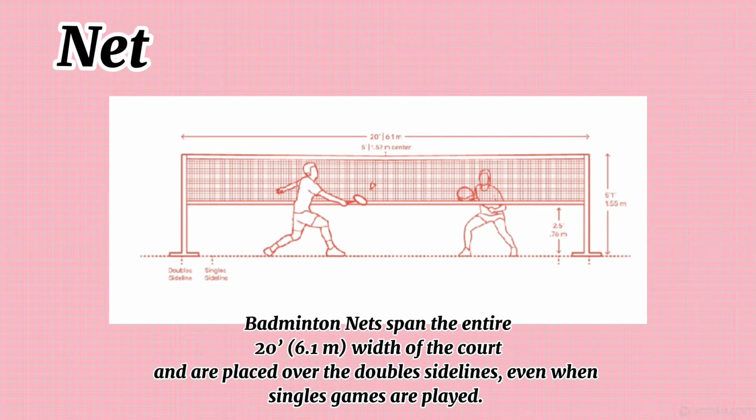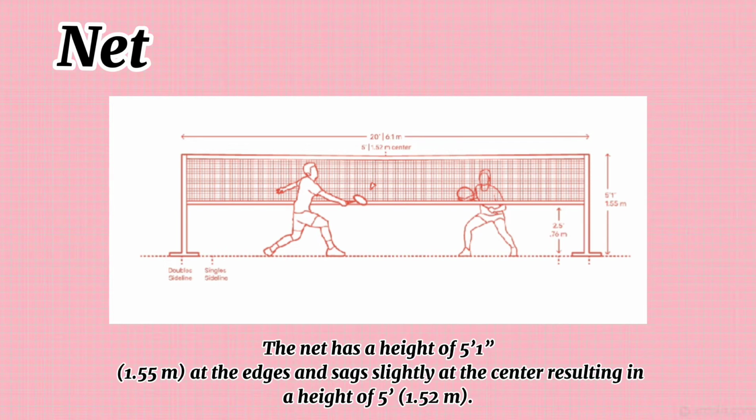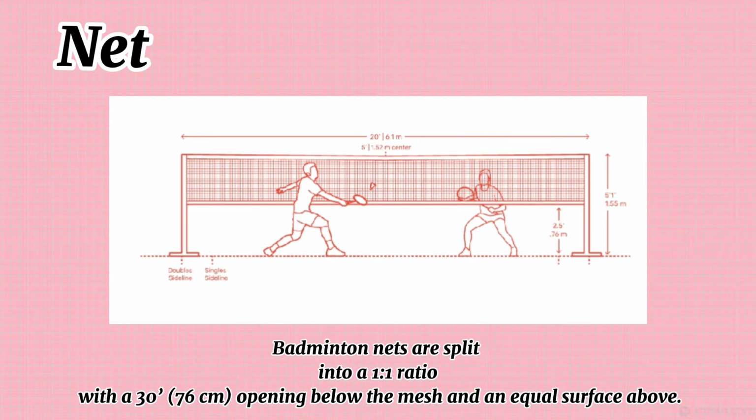Badminton nets span the entire 20 feet or 6.1 meters width of the court and are along the sidelines even when single games are played. The net has a height of 5.1 feet, 1.55 meters at the edges and sags slightly at the center, resulting in a height of 5 feet or 1.52 meters.